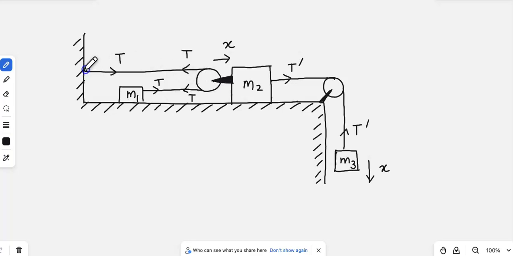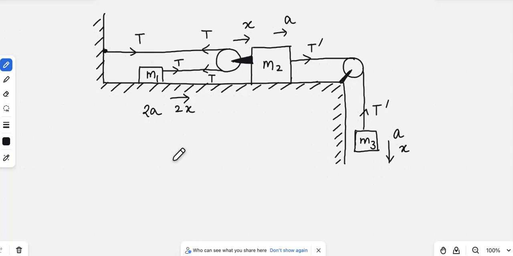Now here the string is fixed. So once it has gone by x, this string has to move forward by 2x because this is movable. Okay. So this has to move by 2x amount in this direction. So if the acceleration of mass m3 is a, then the acceleration of mass m2 is a, but the mass m1 it is 2a.